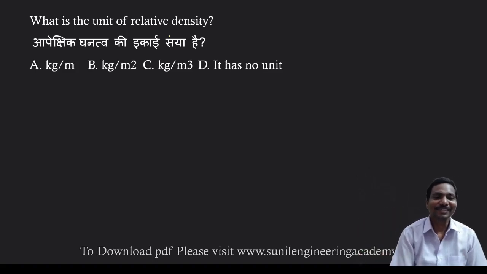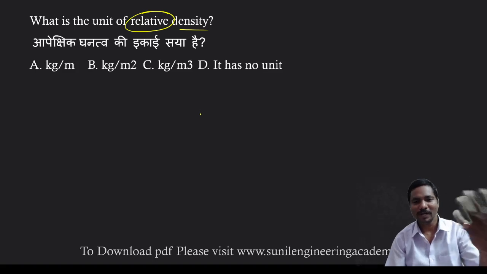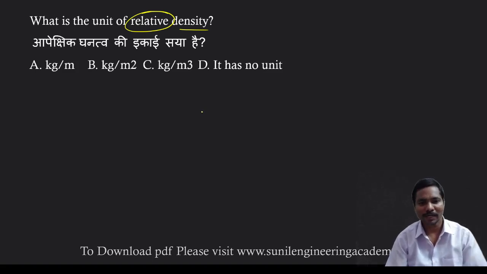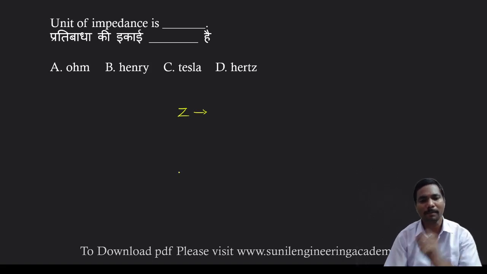What is the unit of relative density? Whenever there is the word relative, it is almost always a ratio. Numerator and denominator are the same, so it has no unit. Units of impedance. Impedance is nothing but the opposition in AC supply.